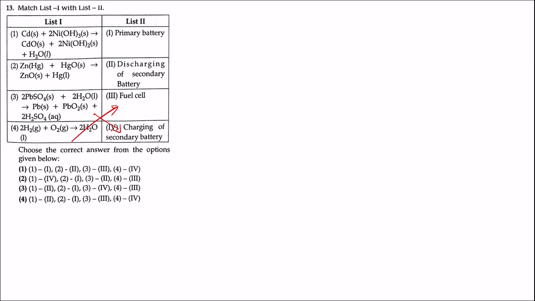Zinc and HgO forming ZnO plus Hg. This is primary battery. So 2 matches with 1. Cadmium, nickel hydroxide changing into cadmium oxide and nickel hydroxide. Here oxidation state is plus 3 and here it is plus 2 and water is formed. This is discharging of secondary battery. So correct option is 1 matches with 2, 2 matches with 1 and 3 with 4 and 4 matches with 3. So correct option is option 3.